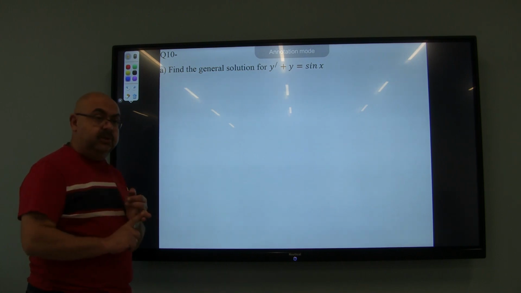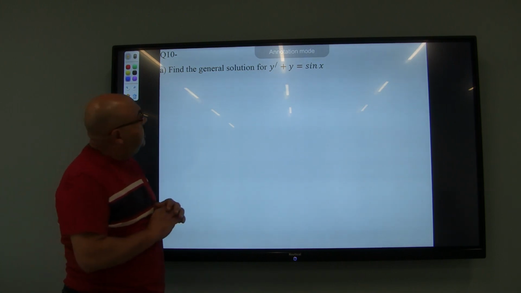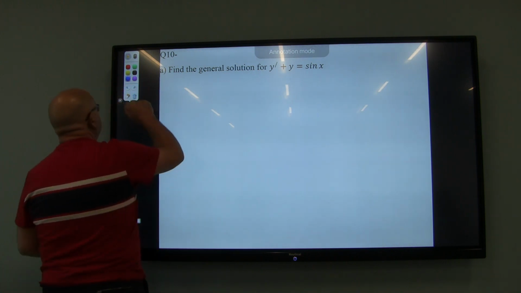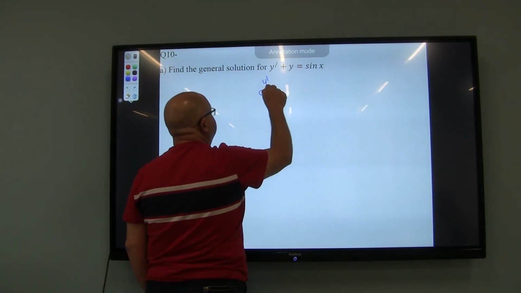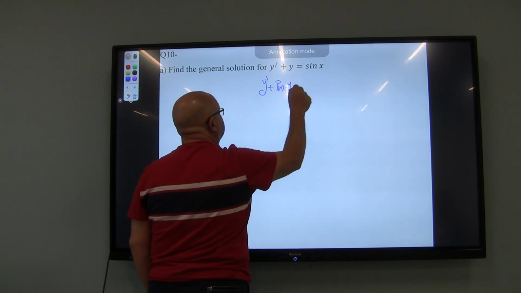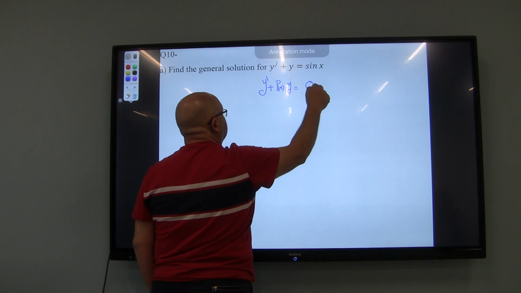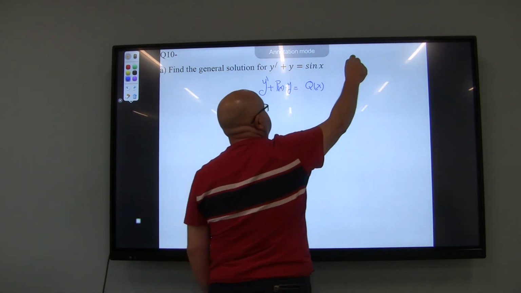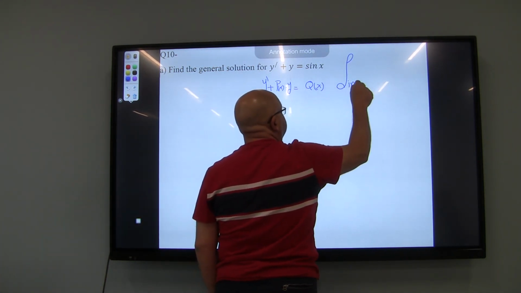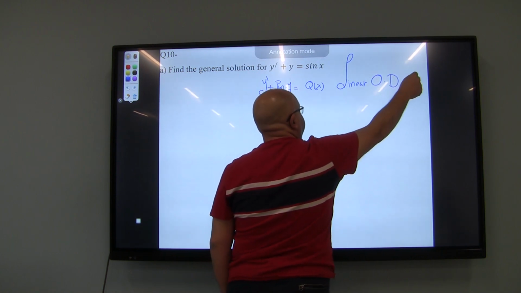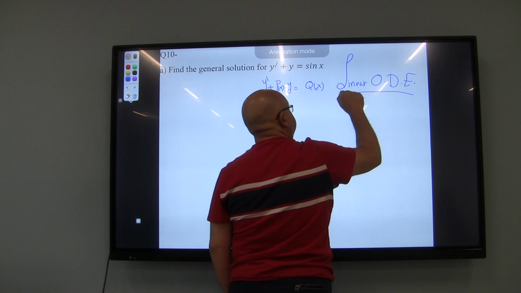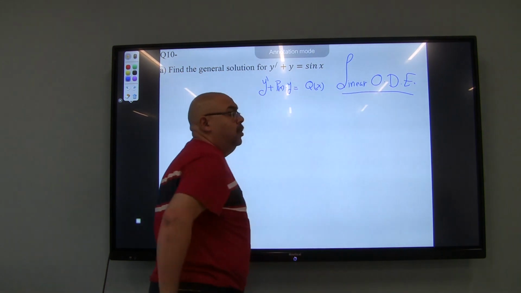You can't solve it using homogeneous. But if you take a good look, you will find this is very close to this one. Y dash plus p of x times y equal q of x, which is simply a linear ordinary differential equation. If you do this, I'll give you 1 mark.